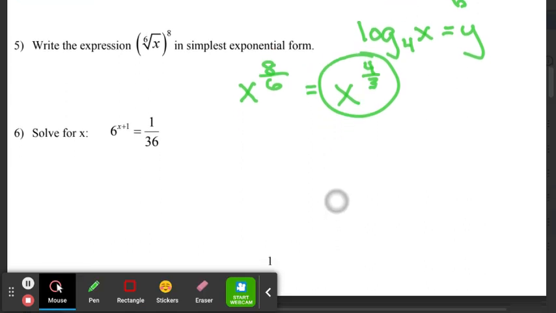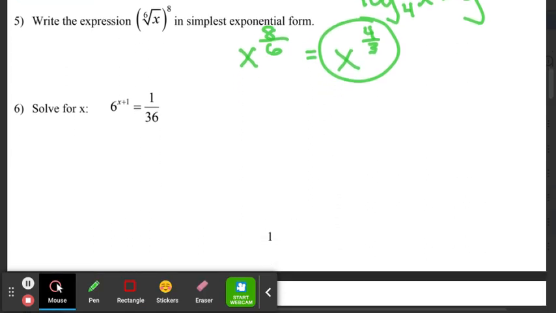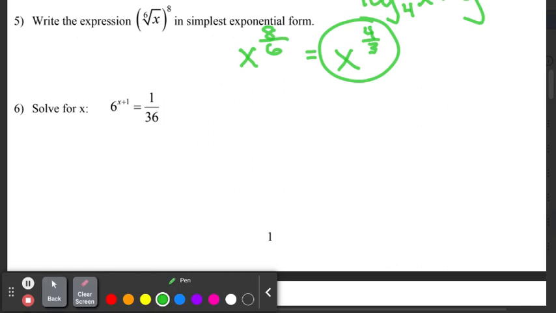Number 6, I like these. You could, oh no, you don't know how to solve with a logarithm yet. This way to solve is with common bases. I see a 6 and a 1 over 36. So 6 is going to be our common base, and then it's x plus 1. That's not going anywhere.